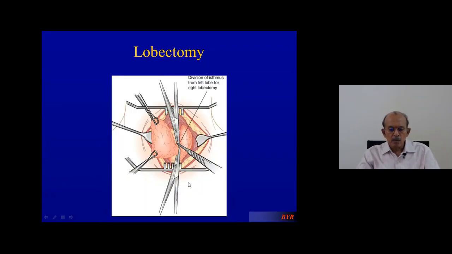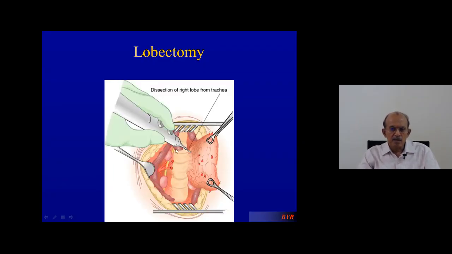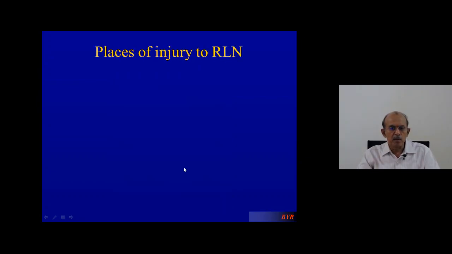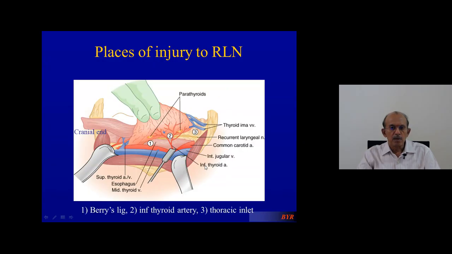Then you dissect the thyroid gland from the trachea. If you are doing a lobectomy, you cut the isthmus at its junction with the other lobe and remove this lobe. This is the lobectomy operation. The place of injury to the recurrent laryngeal nerve is at Berry's ligament while ligating the inferior thyroid artery at the lower pole isolation.